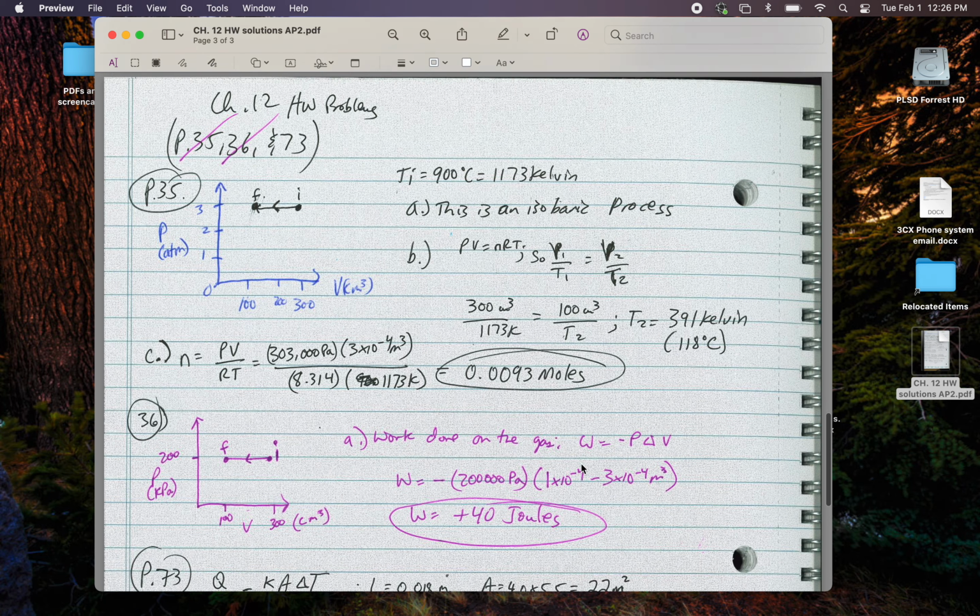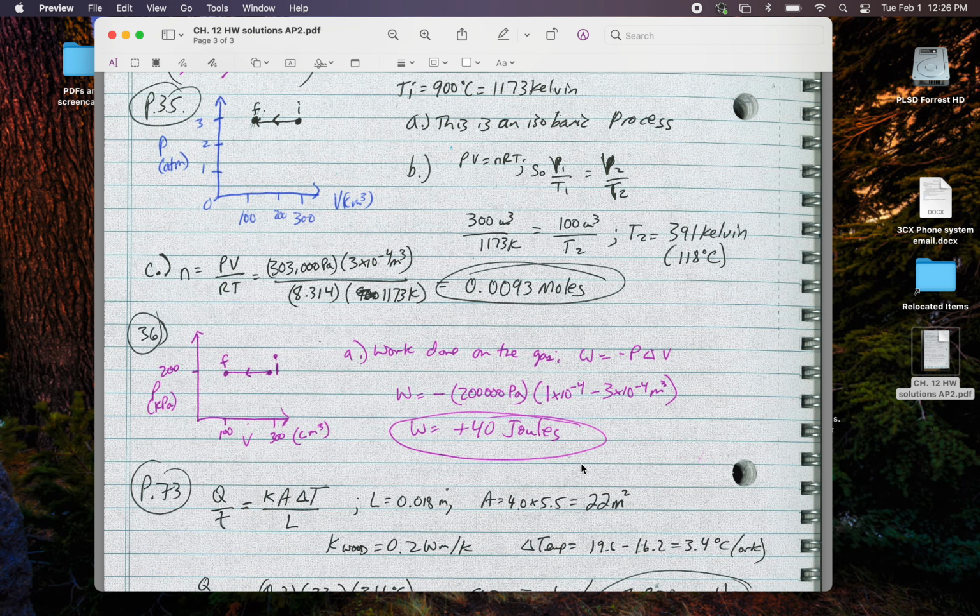Problem 35. We had a picture of a process here, and it's going from right to left. So that is an isobaric process. As the pressure is constant, it's asking about the final temperature. The initial temperature of 900 degrees Celsius undergoes that process. So if your volume ends up 1/3 as much and your pressure is constant, your final temperature should be 1/3 as much. But again, we can't think in Celsius. We've got to end up thinking in Kelvin. That's 1173 Kelvin divided by 3 gets us 391 Kelvin, or 118 Celsius.